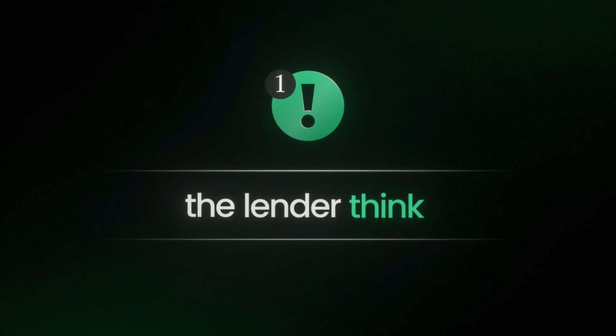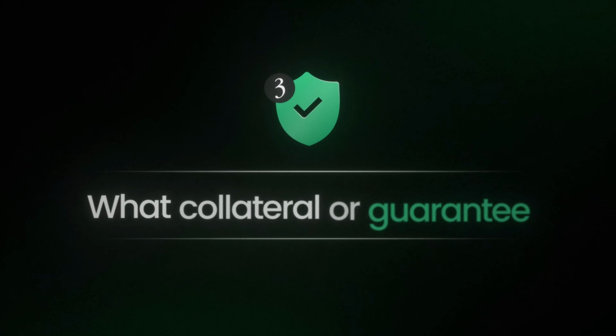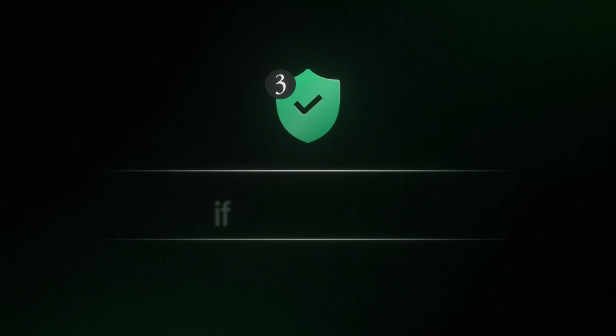Now, when someone loans your business money, a lender is making a bet that your business can generate enough cash flow to pay them back, plus their return on top. And every loan type you are about to hear comes down to 3 things. How much risk the lender thinks they are taking on, how long they are willing to wait to get paid back, and what collateral or guarantee they have if you default.